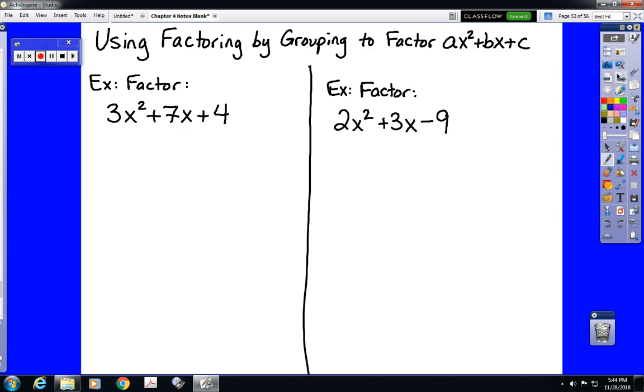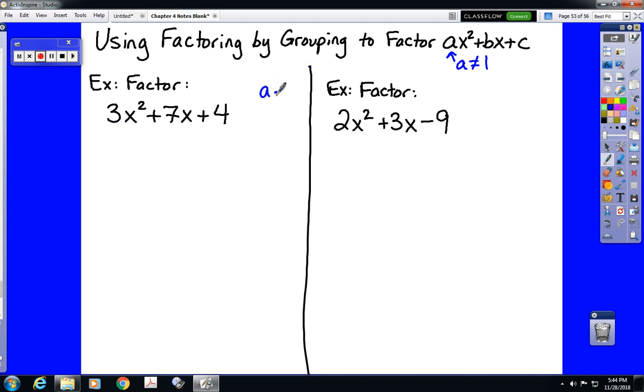Grouping is also the method we use to factor trinomials when a does not equal 1. Okay? So we'll have some number in front of x squared. Now this is still somewhat similar to the method we used earlier in class to factor trinomials where a is equal to 1, but there are also some differences. Before, we would look for factors of c, this third number, that add to b. However, we could only get away with that because there was no number here in front of x squared.